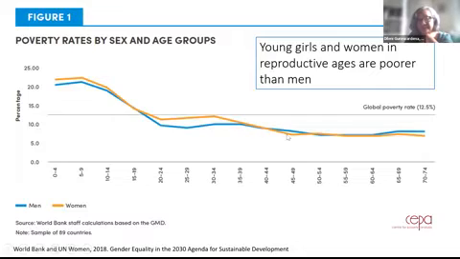Young girls and women in reproductive ages are poorer than men. So this was from a sample of 89 countries, done by a study joint with the World Bank and UN Women. They used the data to look at the actual ages and gender of people in these households, rather than just looking at female-headed households, which is what we used to do, which was not a very good practice. Again, this is not necessarily calculating their actual intra-household status, but it's capturing the gender and age composition of households by their poverty status.